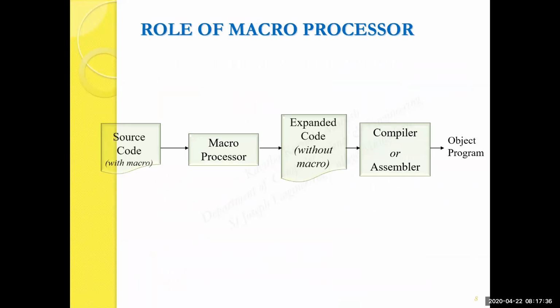Now, if a programmer is allowed to take advantage of the macro feature and write the source program, before such a source program including macros is given as an input to the compiler or assembler, or in general a language translator, we need to give it as an input to the macroprocessor to generate the expanded version of the source program. So basically, a macroprocessor takes as an input a source program with macros and generates the expanded version of the source program which does not have any macros, where all macro instructions have been expanded.